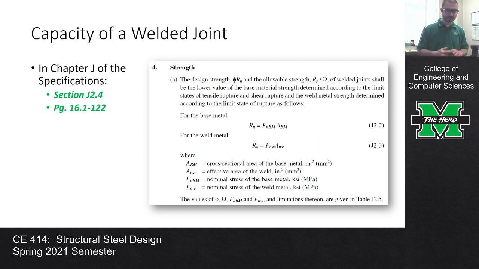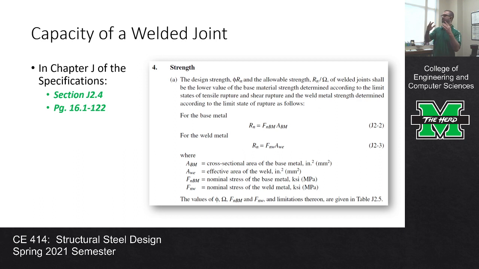But in order to determine the capacity of a welded joint, we're going to look at two things, either the weld metal or the base metal. And it's very akin to what we did for bolted connections. Remember when we did bolted connections, we said we're either looking at the capacity of the bolt or the capacity of the plate. Well, here we're looking at the capacity of either the weld metal or the capacity of the base metal.